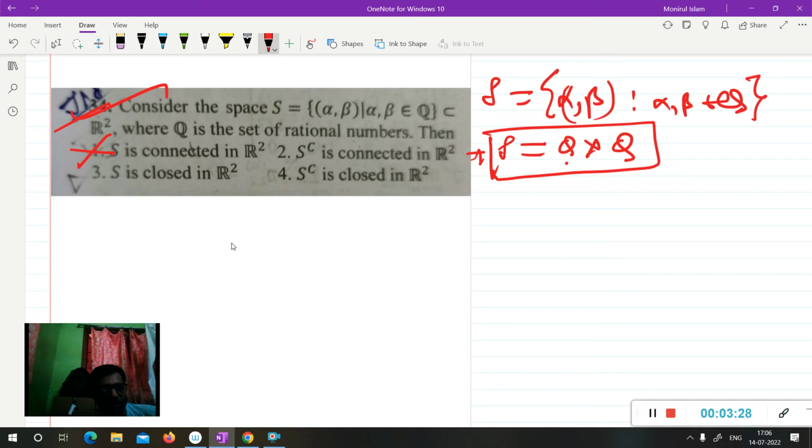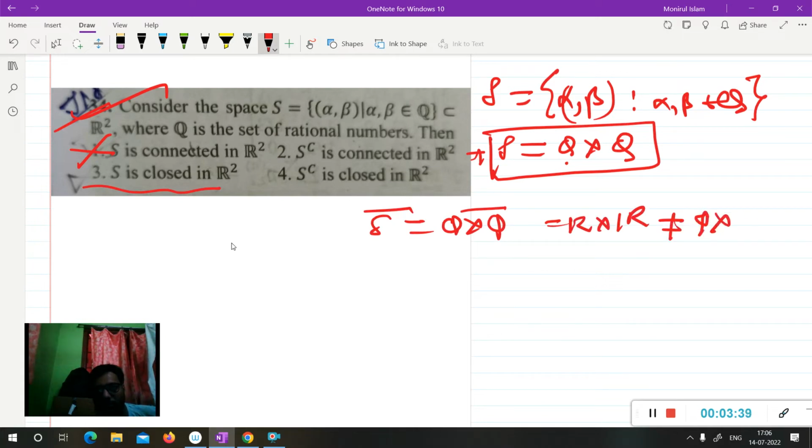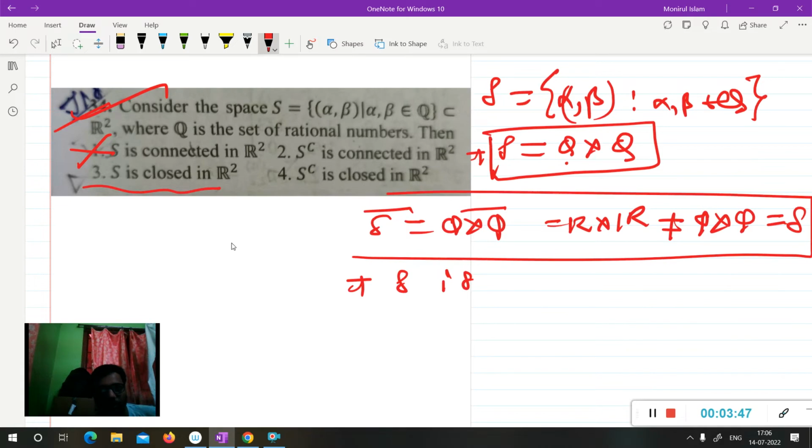Now if it is closed, take the closure of Q cross Q. The closure will be R cross R, which is not equal to Q cross Q. So S closure is not equal to S. So S is not closed, because if a set is closed, then its closure must be equal to the set. The theorem is, if a set is closed, then its closure equals the set. So you can say S is not closed, so it is also incorrect.